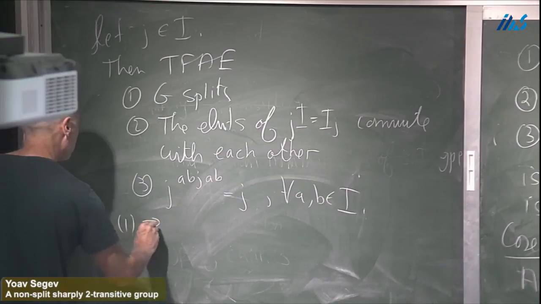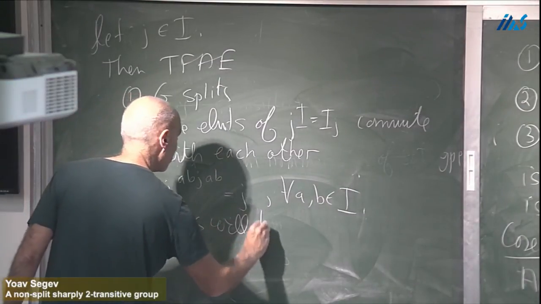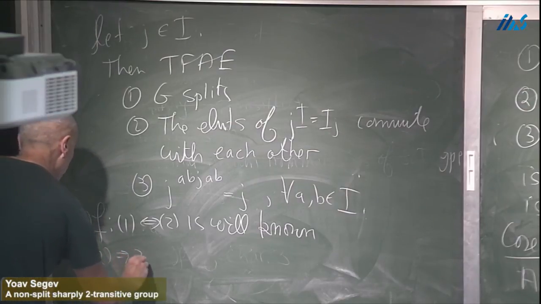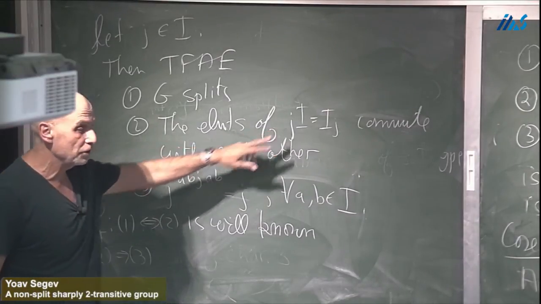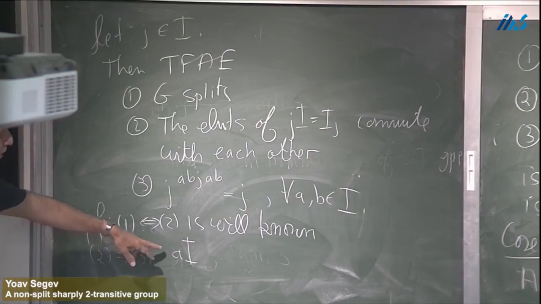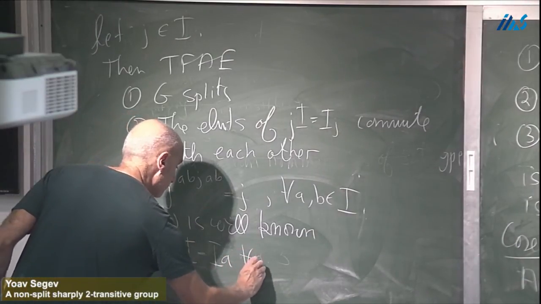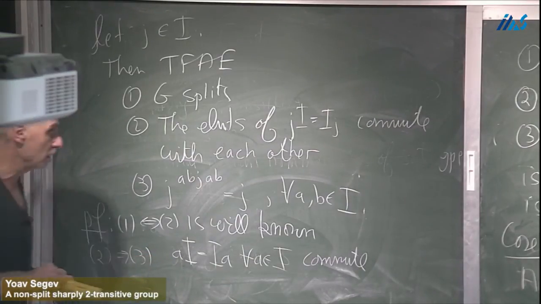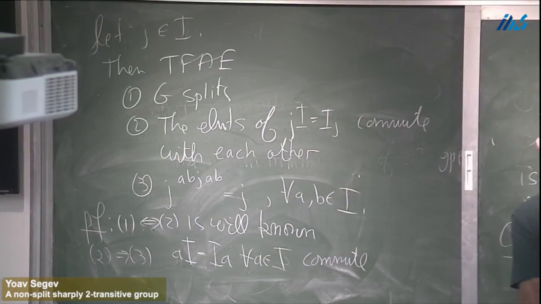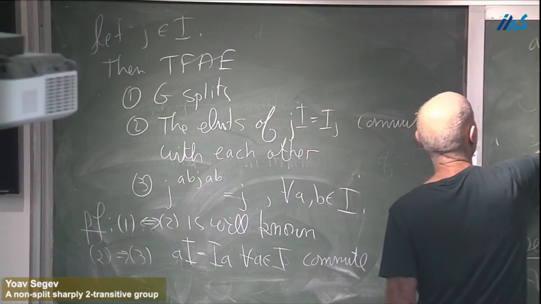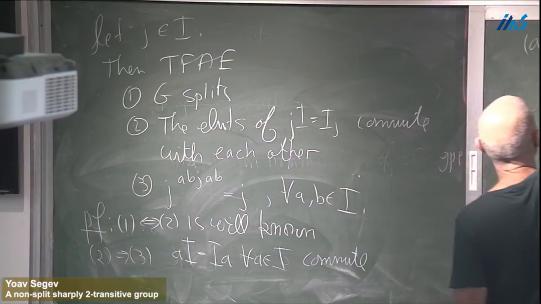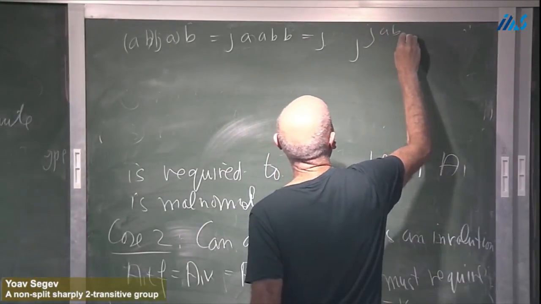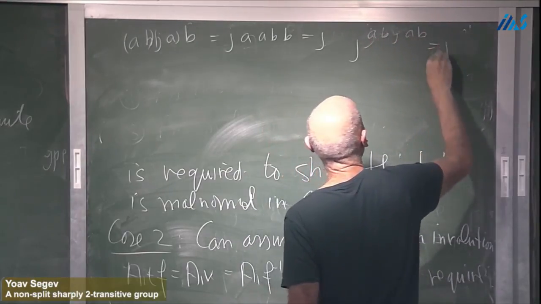Proof: 1 if and only if 2 is well known, I'm not going to prove it. Let me show that 2 implies 3. By 2, and since all involutions are conjugate, I know that the set of elements here commute with each other for any involutions. If I take the element J, AB, and I put parentheses here, that's equal to JA, AB, B equals J. So J to the AB is indeed equal to J.